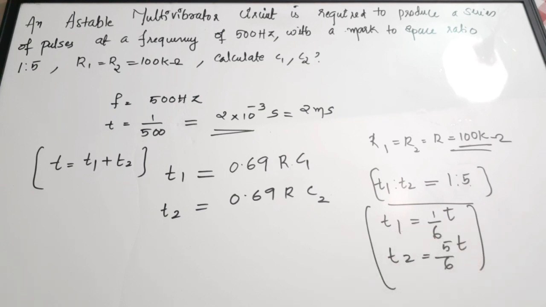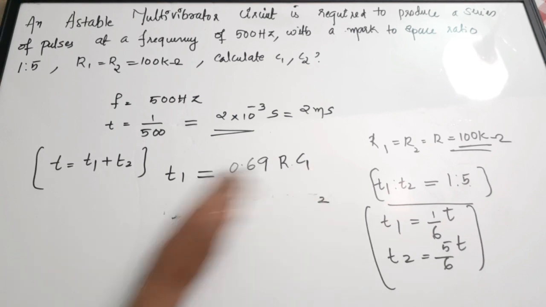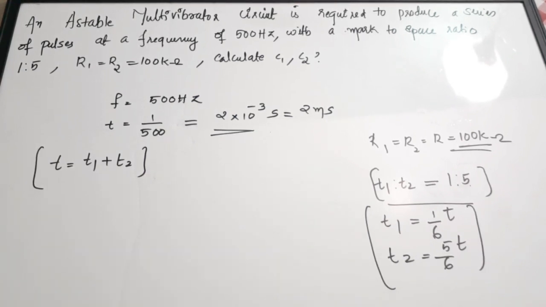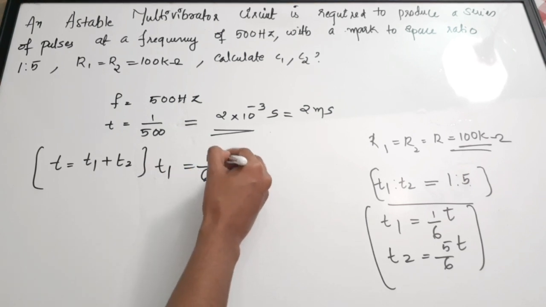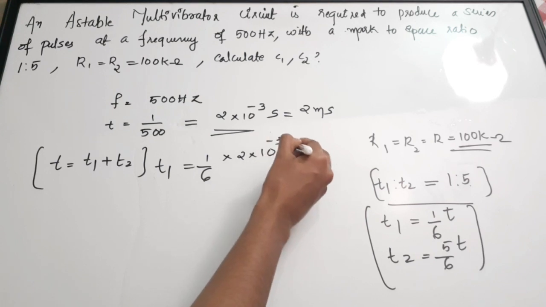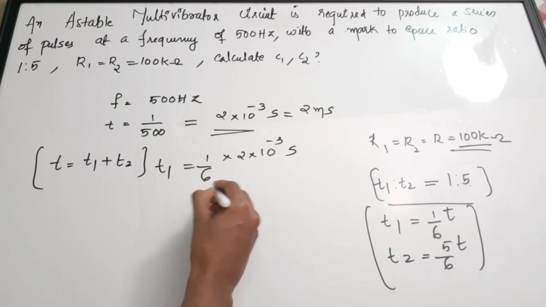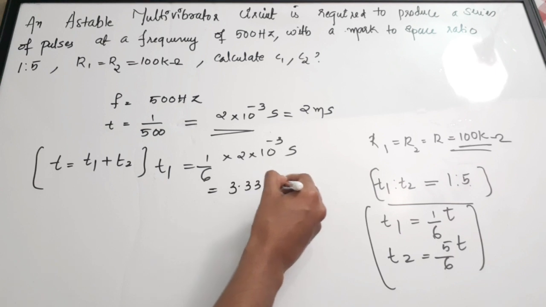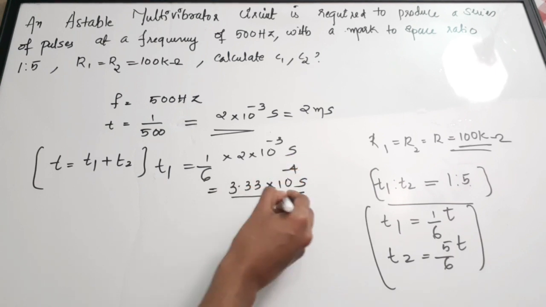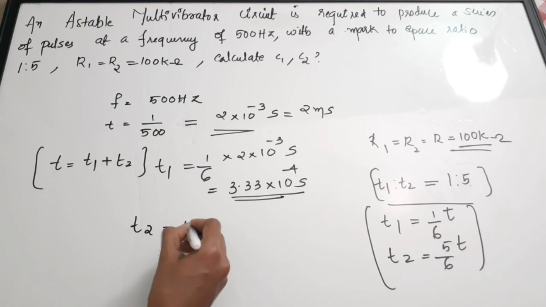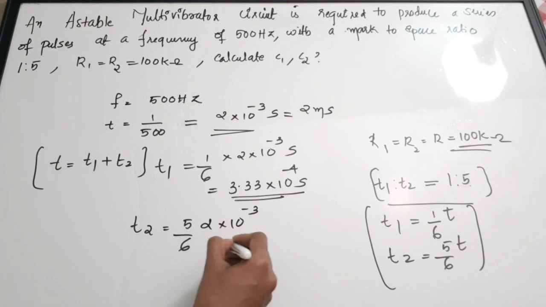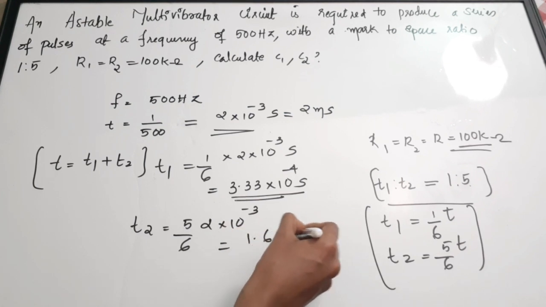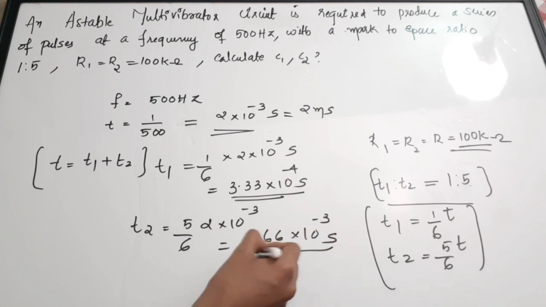Okay, so I'm going to remove all this and find T1 and T2 first. T1 is equal to 1 by 6 into 2 into 10 raised to minus 3 seconds, and T1 is obtained as 3.33 into 10 raised to minus 4 seconds. Also T2 is equal to 5 by 6 T, which is 2 into 10 raised to minus 3, and it is obtained as 1.66 into 10 raised to minus 3 seconds. So we now have T1 and T2.